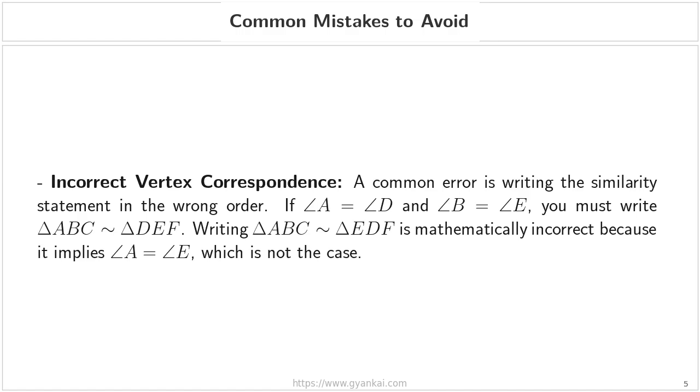This is perhaps the most frequent error students make. When you write a similarity statement, the order of the letters matters immensely. If you have proven that angle A equals angle D and angle B equals angle E, you must write that triangle ABC is similar to triangle DEF. You cannot simply shuffle the letters. If you were to write triangle ABC is similar to triangle EDF, you are mathematically claiming that angle A is equal to angle E, which we know is not true. Always double-check that your vertices match up in the correct sequence.